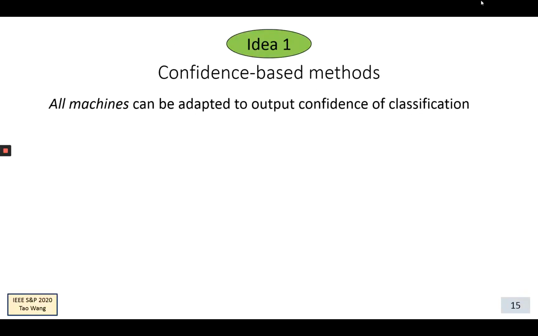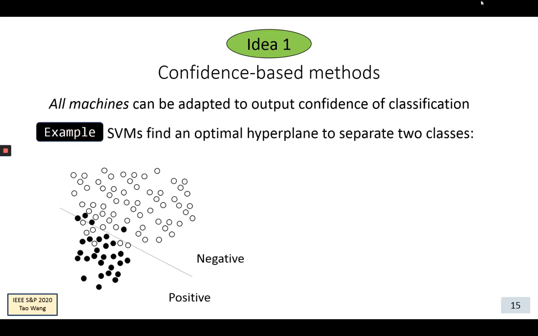The first idea, confidence-based methods. We found that all machines, or at least all machines that are used for WF, can be adapted to also output the confidence of classification. For some, it's obvious. For some, for example, SVM, it is not so obvious. So let's look at SVMs.